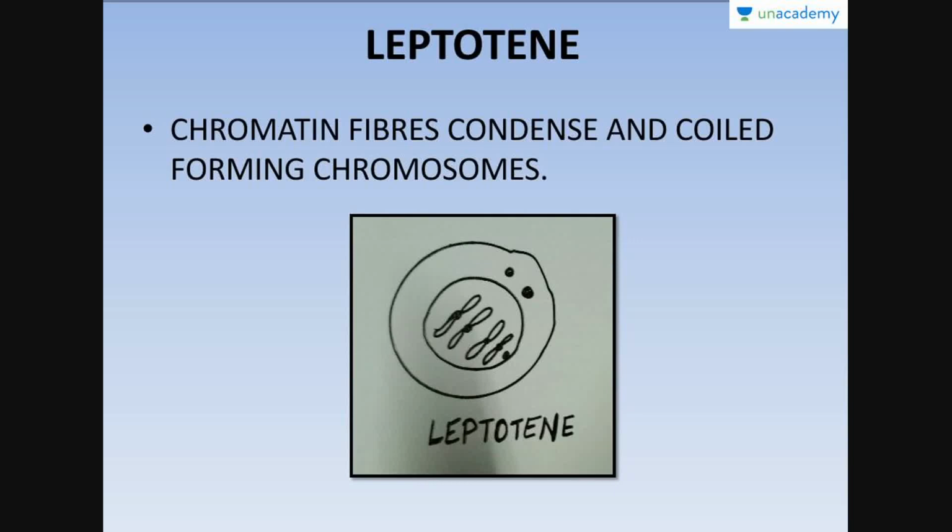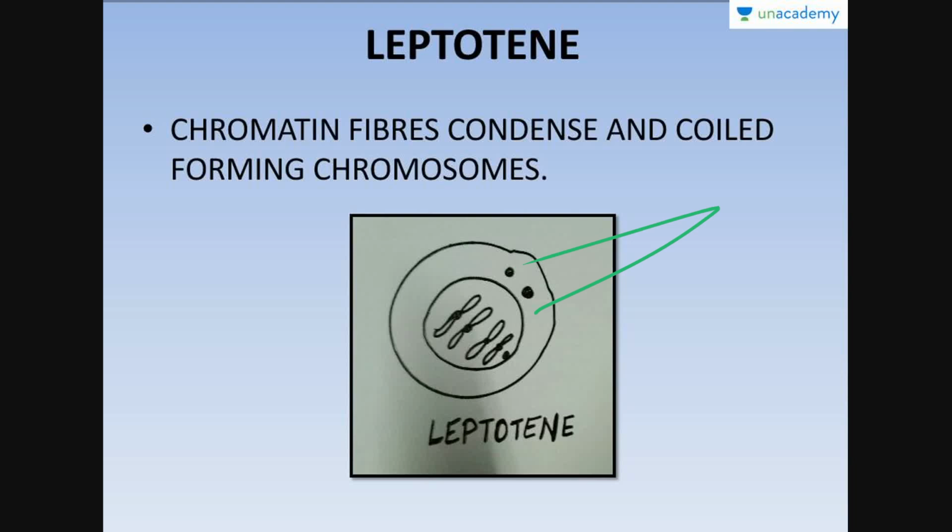Let us consider leptotene at first. This is the stage during which the chromatin fibers are going to condense and coil, forming the chromosomes. Now this is how these are visible during the leptotene stage, and these are the duplicated centrioles. The spindle fiber formation has not yet occurred, but these are the duplicated centrioles. These have already duplicated during the S phase.